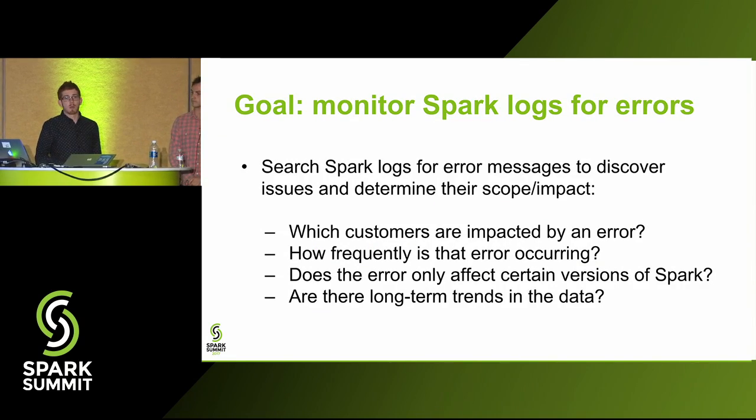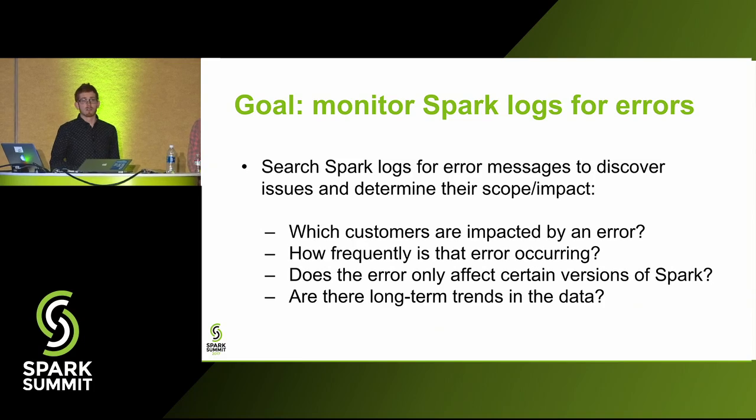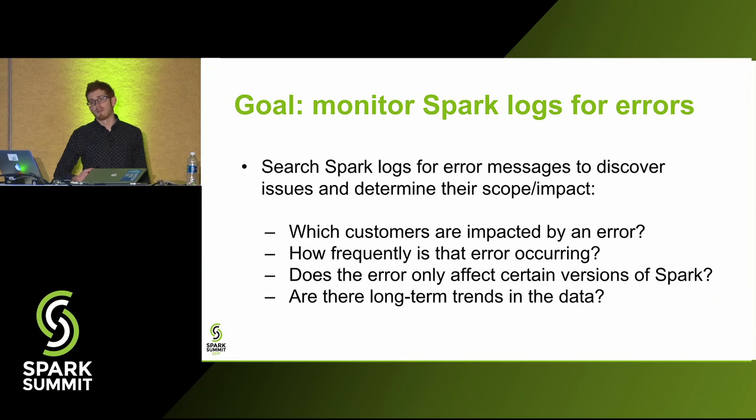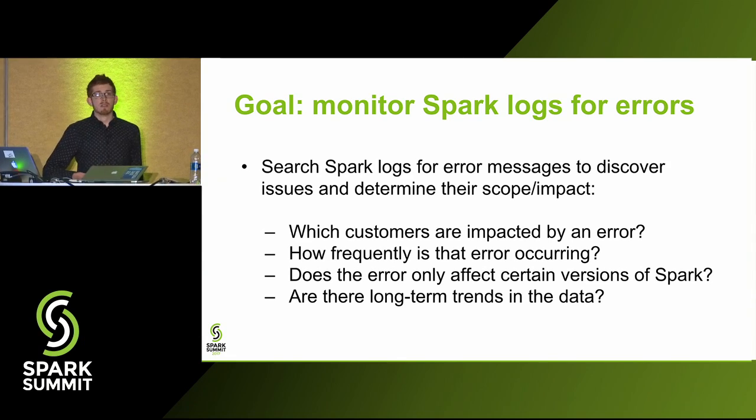So as an engineer on the Spark team, my goal is to monitor the Spark errors that are being seen by our customers. And I'd like to be able to look for long-term patterns in this data to identify trends and find new bugs. So given a group of errors, I'd like to know how frequently they're occurring, which customers and Spark versions are affected, and whether these are new errors we've only just started observing or part of a longer-term trend.